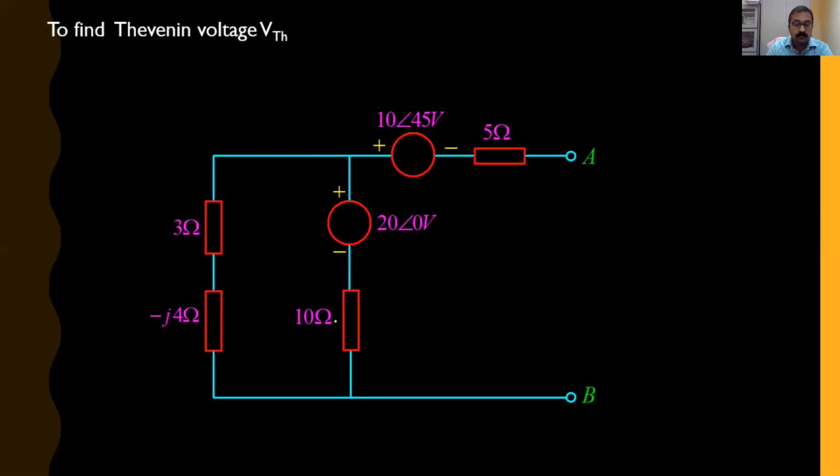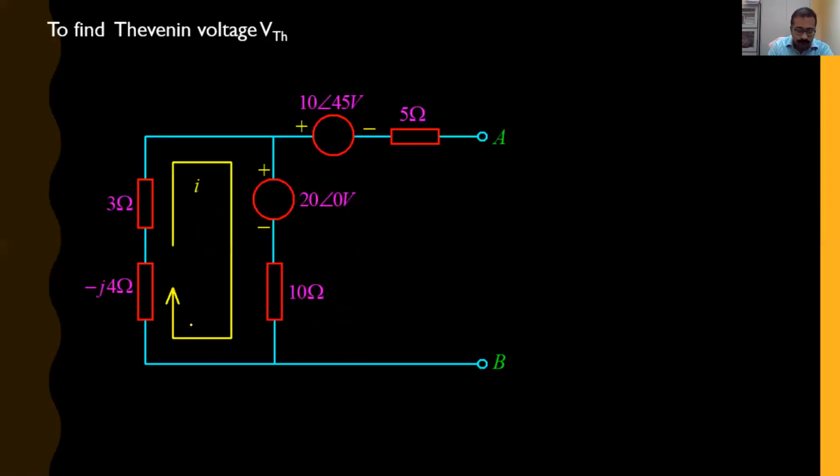Now, will there be a potential across the 10 ohm? For a potential to appear across the 10 ohm, a current should flow through the 10 ohm. Can there be a current through the 10 ohm? There will be. Why? Because this 10 ohm impedance is in a closed path in which there is a voltage source 20 angle 0. So there can be a current flowing through all these impedances. If there's a current flowing through this loop, there will be a potential across the 10 ohm. So now we have to find what the current is.